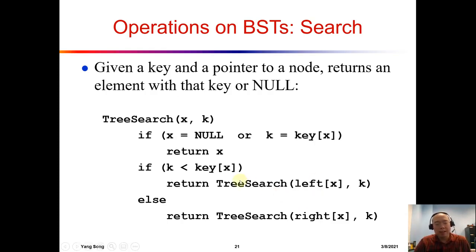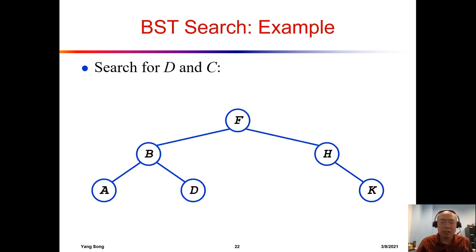And other than that, you want to do a comparison between the key you are looking for versus the key on the current node. If the key you are looking for is smaller than the current key, you only want to search on the left subtree. And on the other side, if the key you are searching with is larger than the key of the current node, then you want to search on the right subtree. Okay, so this is for the search.